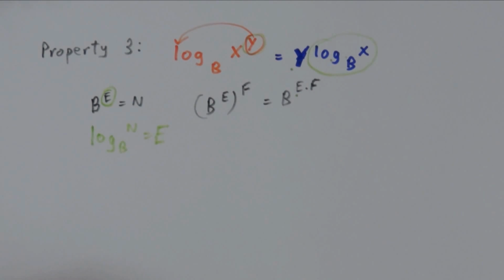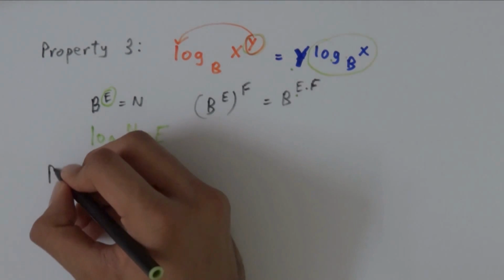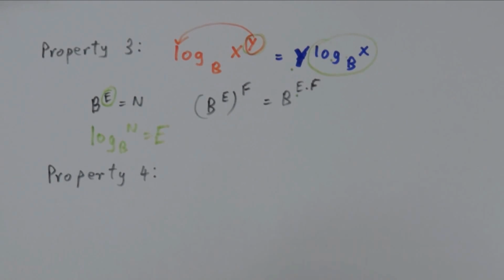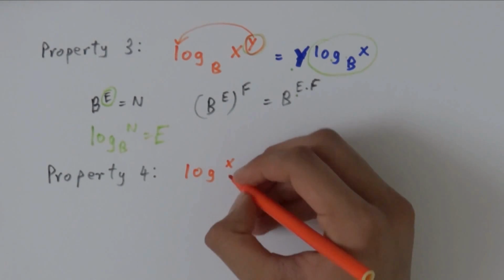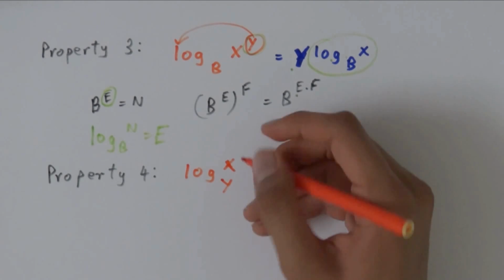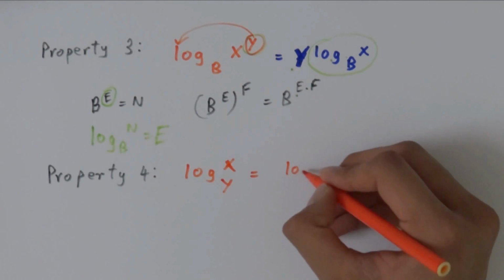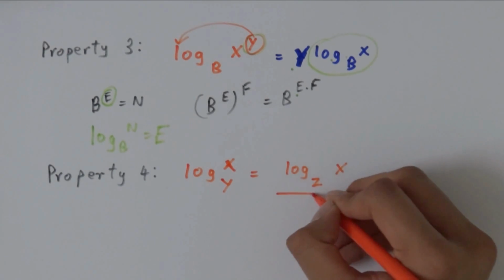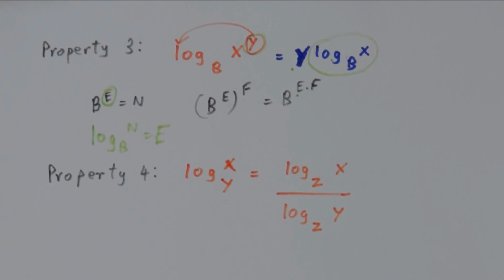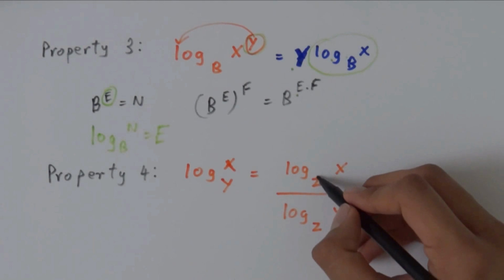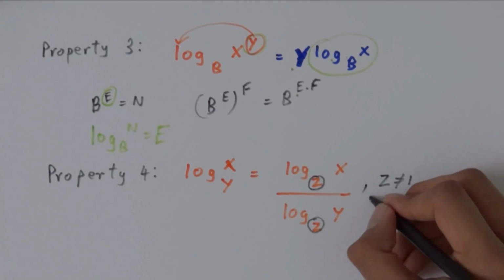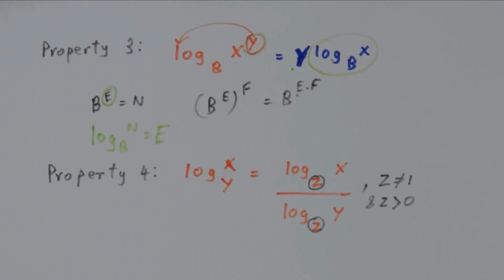Let's go to the fourth property, then we'll do some examples. So when we have log base y of x, we can rewrite this as log base z of x divided by log base z of y. The only thing to take care of here is that the common base in both of them should be the same, and z should not be equal to 1 and z should be greater than 0. So now let's do an example.